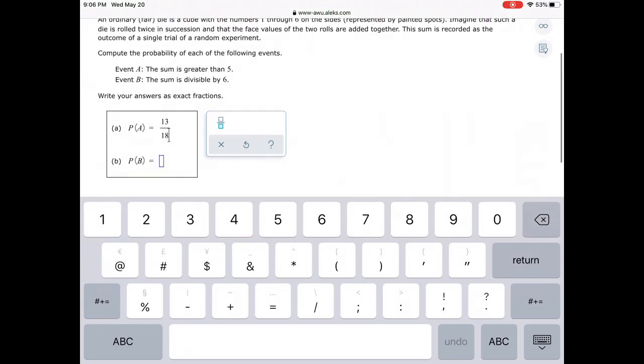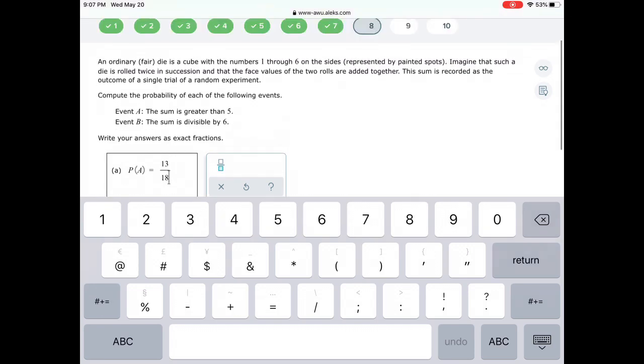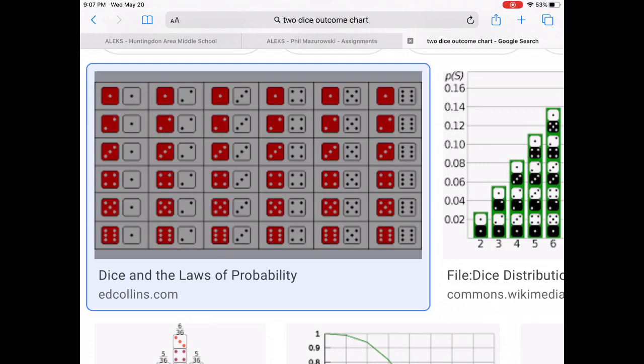Event B: the sum is divisible by 6. Now we're going to go back to that chart and look at all of the sums that are divisible by 6. Before I move on, I want to mention that P of A, P in parentheses, means the probability of whatever is in the parentheses. In this case, they clearly say what event A is, so this is the shorthand version of saying what is the probability that the sum is greater than 5. When we have P of B, and event B is the sum is divisible by 6, P of B means what's the probability that the sum is going to be divisible by 6.